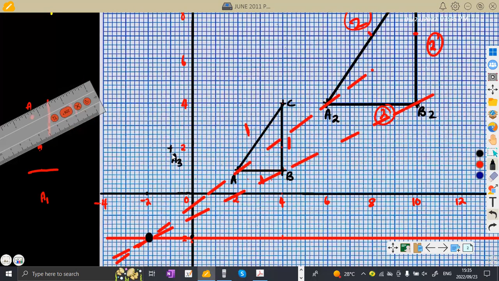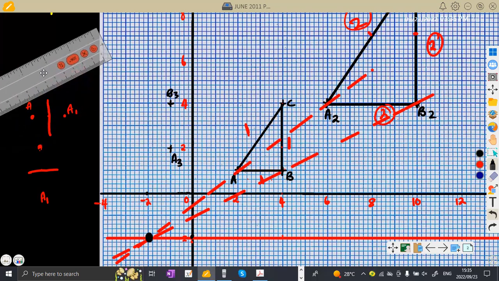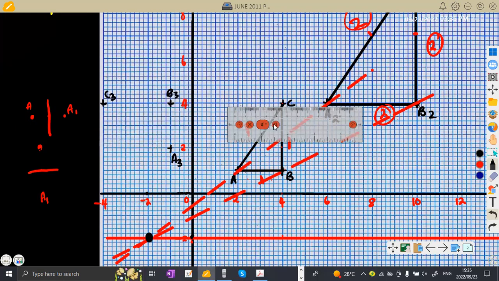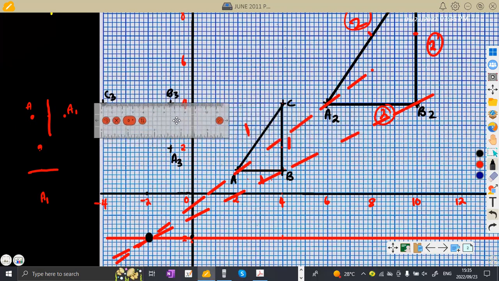This was A3. B3 was minus 1, 4. So minus 1 versus 4 here. That's your B3. You mark your point. And remember, your C3 was minus 4, 4. So it's minus 4, 4 here. You mark your point. This is your C3. Okay, so just like that, we can join our points to have the image.